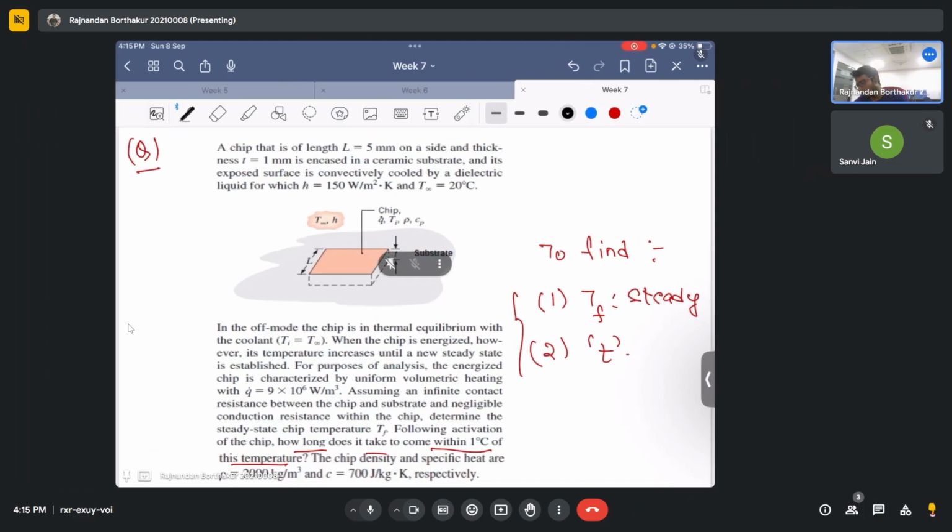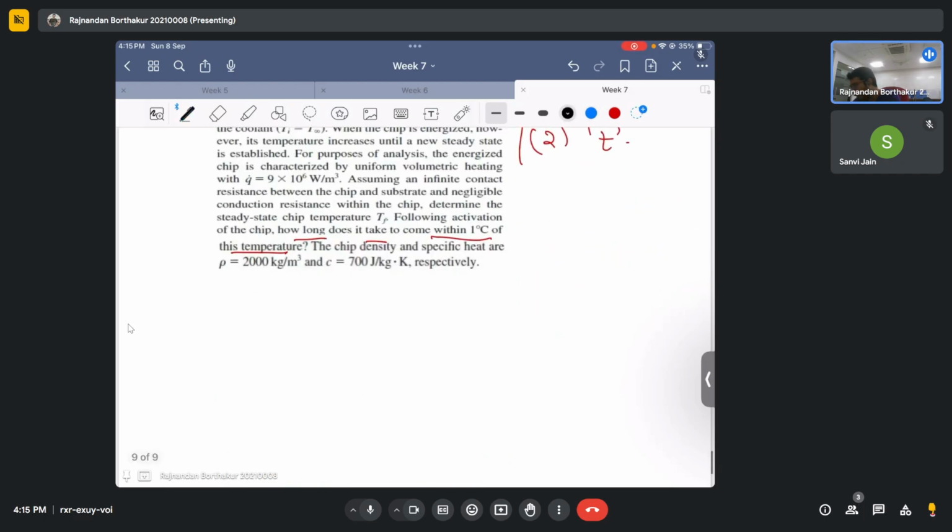So, let's start off with the first part. In the first part, remember what they're asking. They're asking us that after the initial transient, what is the steady state temperature? Which means in the first part, we don't need to think about the time factor coming into the picture, because they have already said that after the initial transient period, once your chip reaches a steady state temperature, we just need to evaluate the steady state temperature.